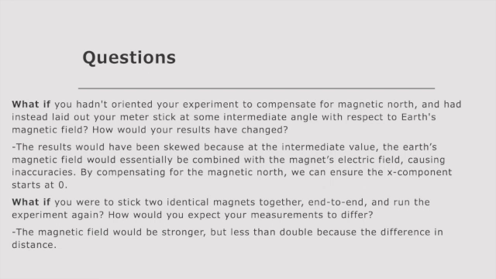What if you were to stick 2 identical magnets together, end to end, and run the experiment again? How would you expect your measurements to differ? The magnetic field would be stronger, but less than double because the difference in distance. That is it for my lab.